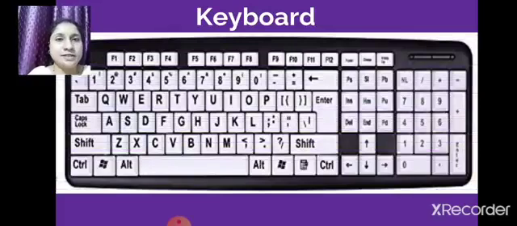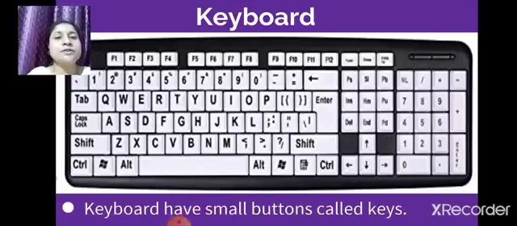Now the next is keyboard. You can see here on the keyboard there are alphabets and numbers. A keyboard has small buttons called keys. A keyboard has many keys on it.